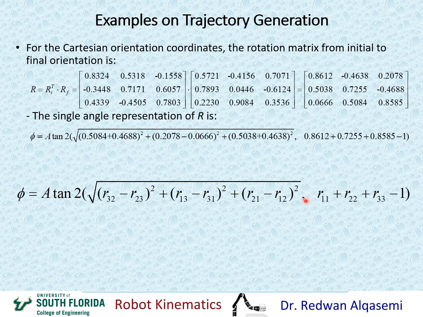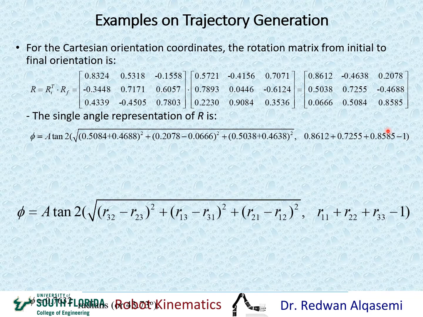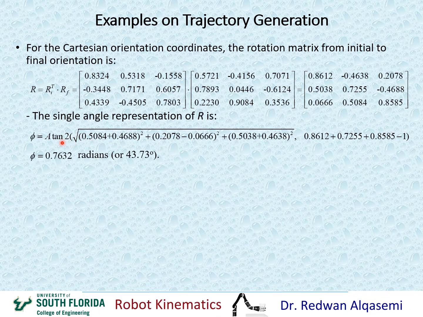And then the second argument for this function is R11 plus R22 plus R33, which is the diagonal elements of this rotation matrix, minus 1. So when I evaluate this, all these numbers are substituted here. When I evaluate this, I can find the single angle representation of the rotation, which is phi equals 0.7632 radians. And I can convert radians to degrees, which would be 43.73 degrees.